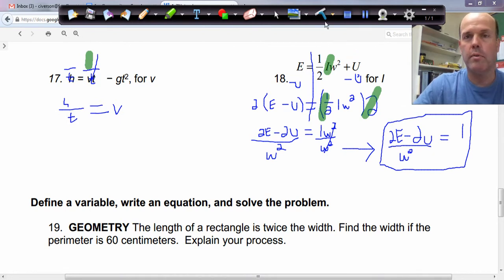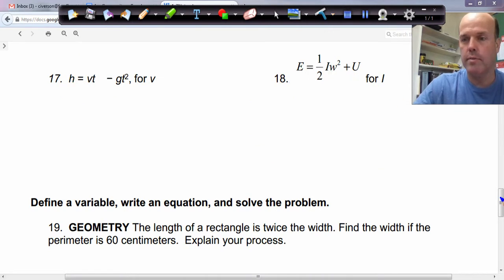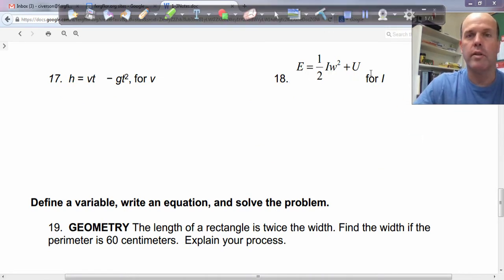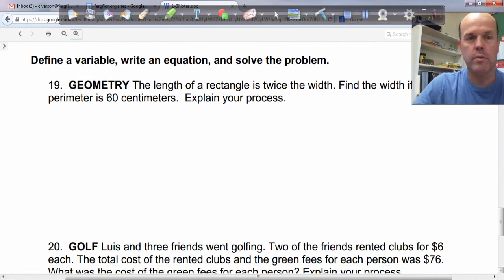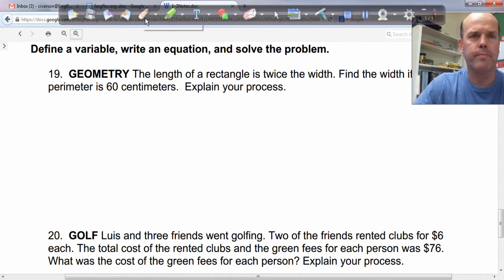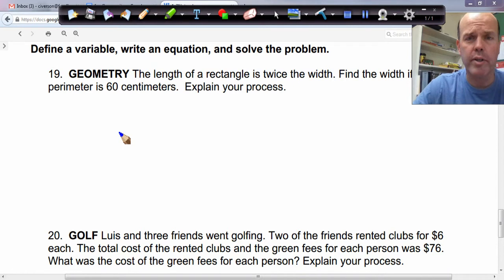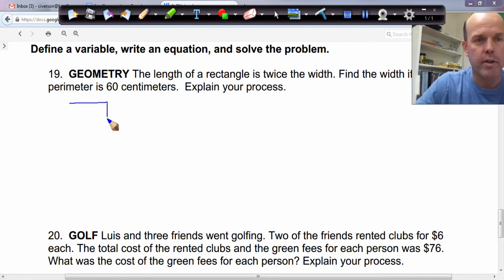2 more word problems. So ready? Let's erase that. So I can scroll down and get these last 2 word problems. Alright, geometry. The length of a rectangle is twice the width. Find the width if the perimeter is 60 centimeters. Explain your process. So we have a rectangle.